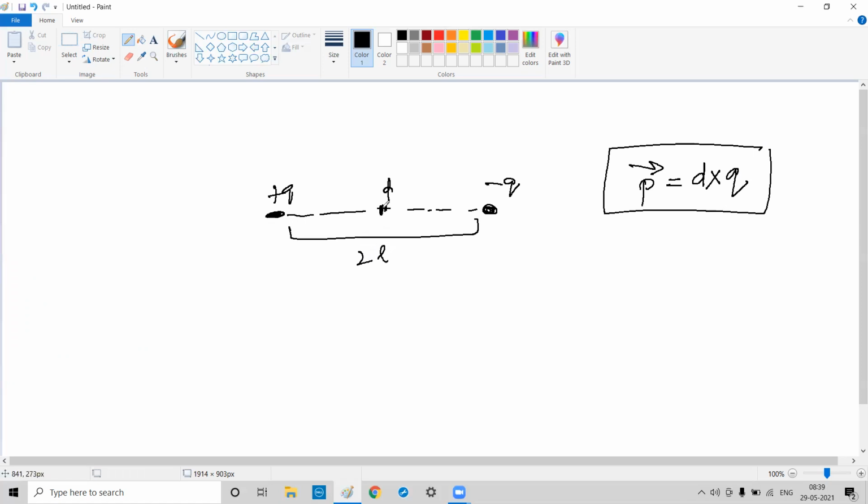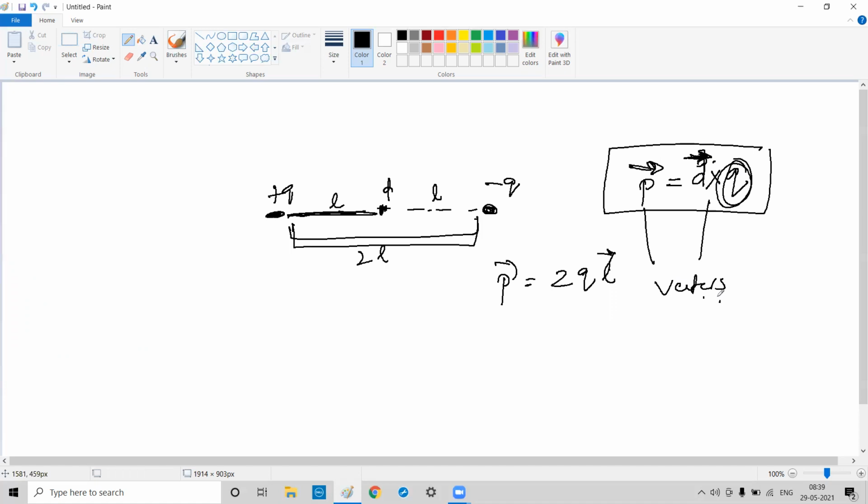And the middle point, obviously, if this is 2l, this part will be l and this part will be l. So we write dipole moment as 2q into l. Why? Because the distance between them is 2l, so 2l into q. Remember, this is again a vector. Which one? D. D is a vector. Remember, q is not a vector because q is a charge value, but distance and dipole moment are vectors.